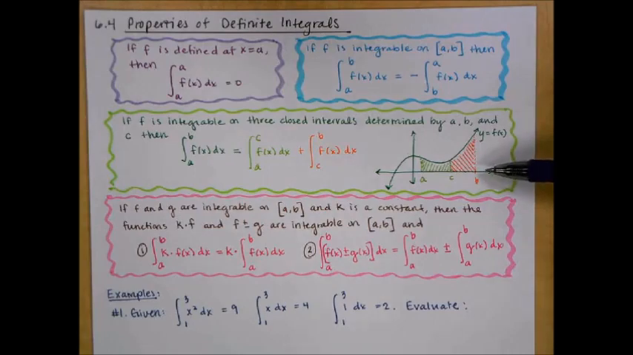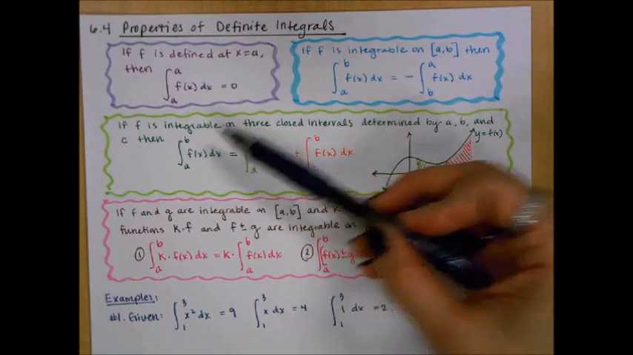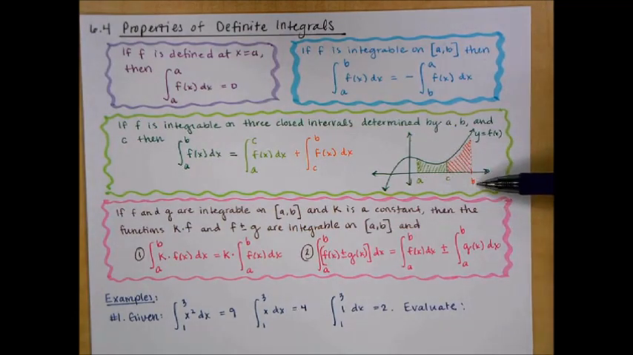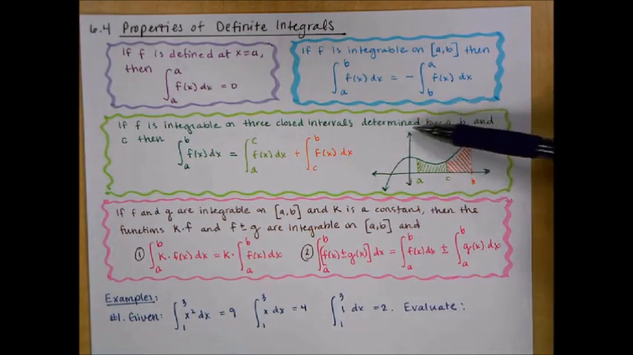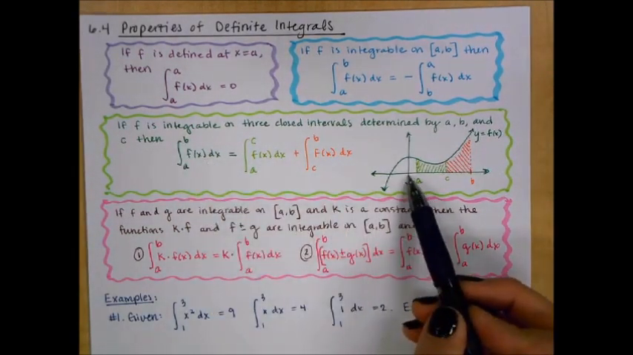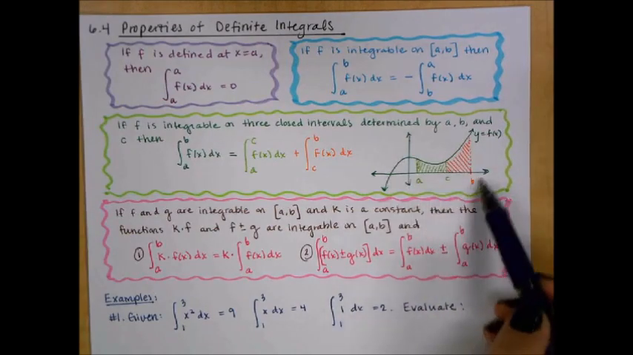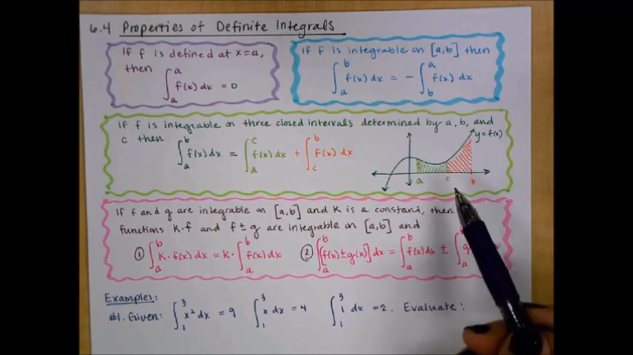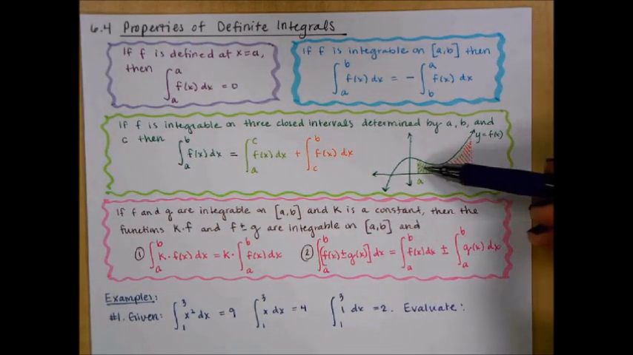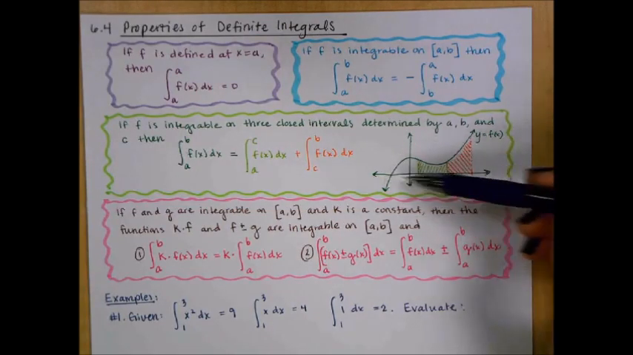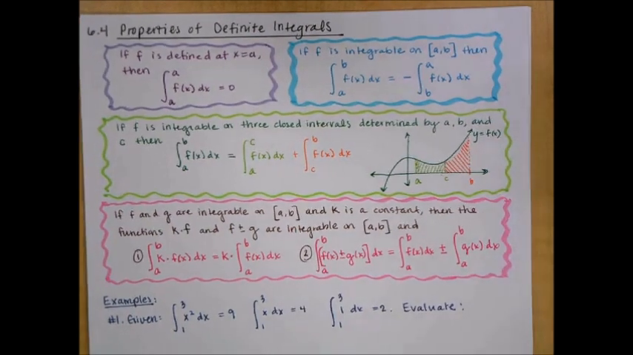The third property says if f is integrable on 3 closed intervals, so a to c, c to b, and a to b, determined by a, b, and c, then the integral from a to b, which is the entire interval here, is equal to the sum of the two parts. I've colored it here so you can see that. Adding the area of the region bound between A and C to the area of the region bound between C and B gives us the total area bound between A and B.